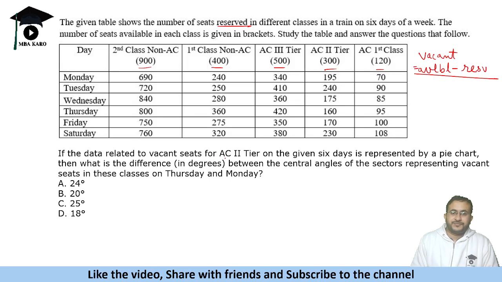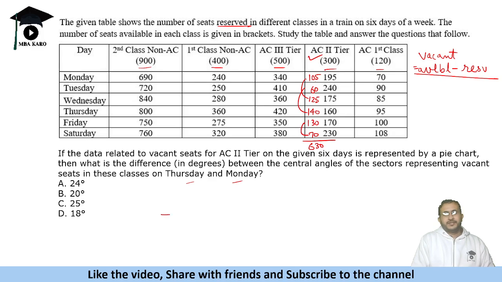Data related to vacant seats for AC 2 tier on the given six days is represented by a pie chart. Okay, and the difference between the central angles on Thursday and Monday. Okay, so too much calculation involved. Let's do it. 105. This is 60. This is 125. This is 140. This is 130. This is 70. Okay, so let's add the total. Total is 200. 200 plus 200, 400. 400 plus 230, 630 is the total. Okay, 630 is the total.